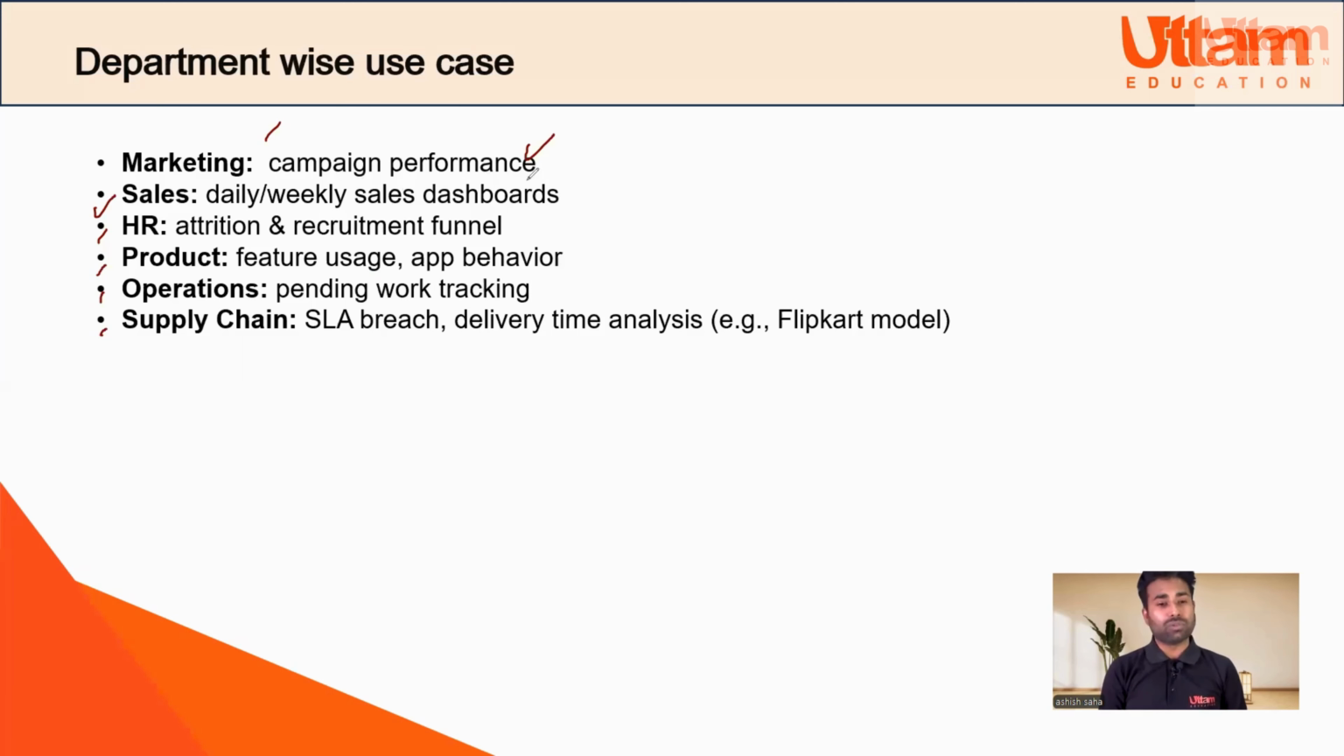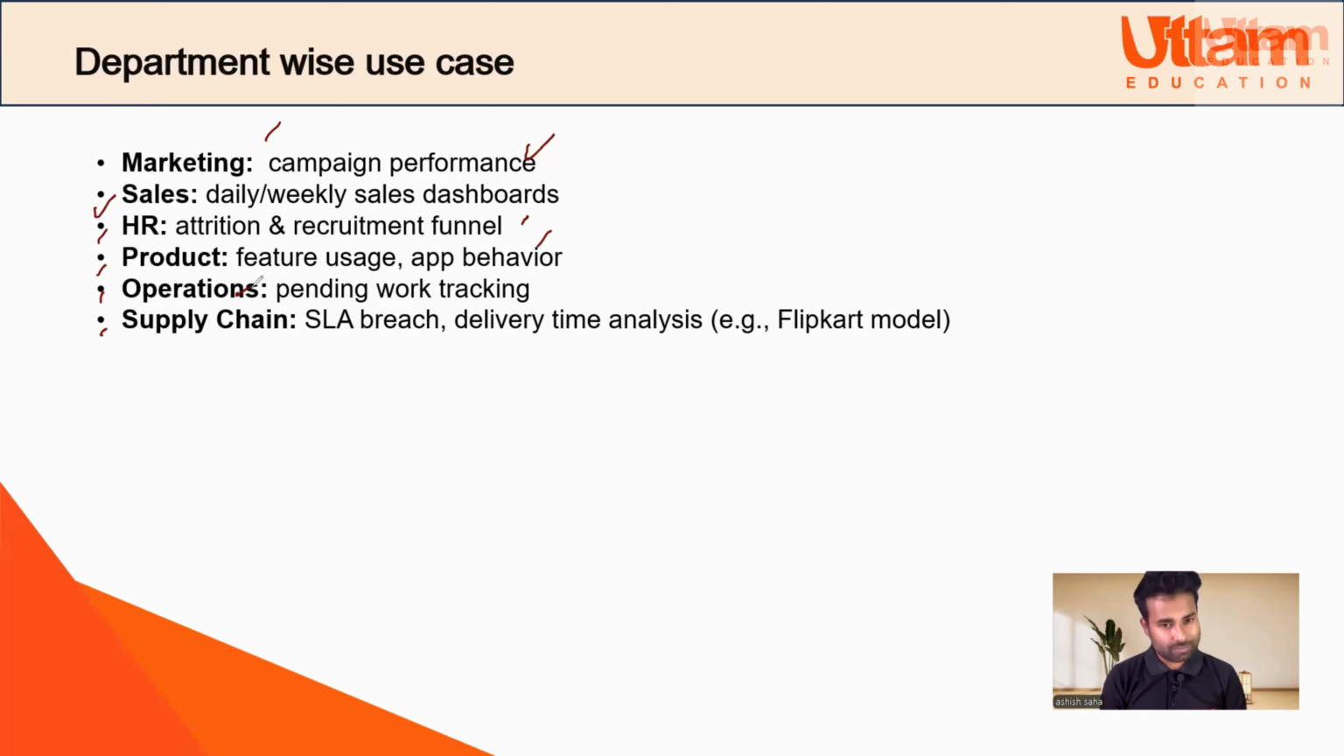Then the sales team uses Power BI for weekly or daily sales analysis based on the dashboard. The HR team uses Power BI for attrition and recruitment funnel analysis. The product team uses Power BI to analyze which features are mostly used by the users, or to analyze app behavior. Like, is the app behaving properly or not? If not, at what time slot is the app not working? That type of analysis can be done by the product department.